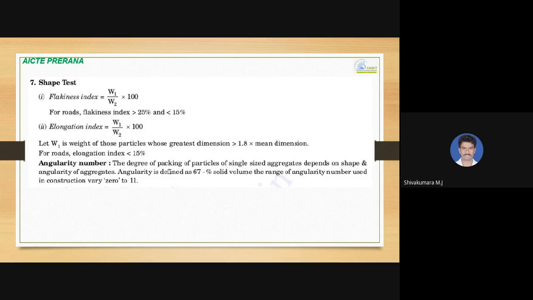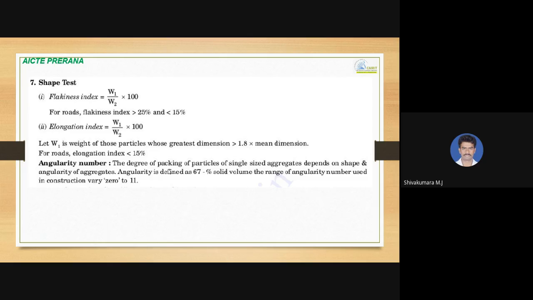And for the elongation index, we take the cumulative weight of aggregates which are not passing through the respective slot in the length gauge. That is the maximum size we basically measure in the case of the length gauge. So the weight of aggregate not passing through the length gauge slot, divided by the total weight of aggregate we have taken, into 100 gives us the elongation index. In the case of roads, a flakiness index greater than 25% is not acceptable. So it is advisable to be less than 25%.